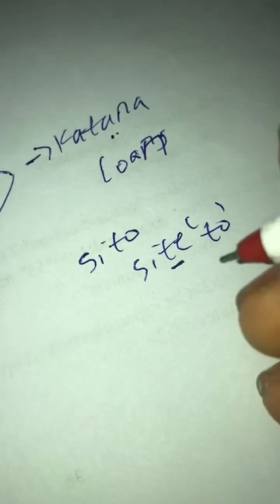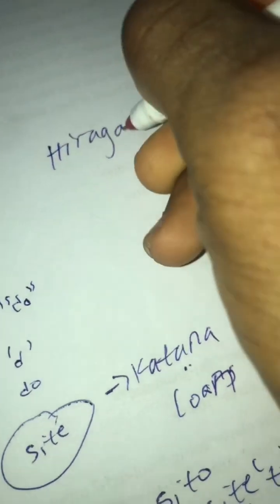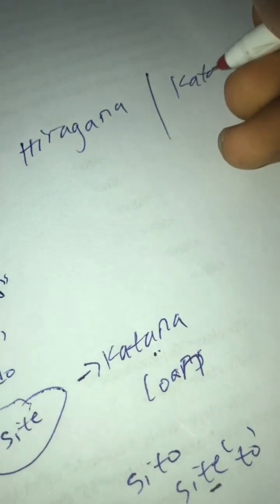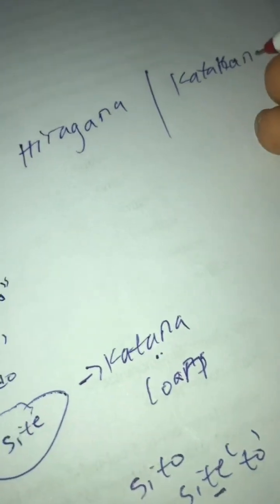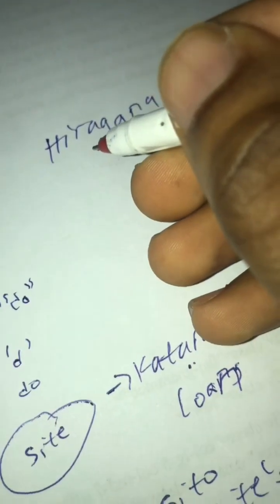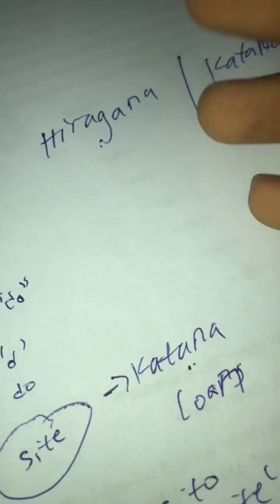And also, if we were to spell this "site" in hiragana or katakana, again, what is hiragana? Hiragana is used to represent or pronounce words that originated in Japan, while katakana is for loan words.